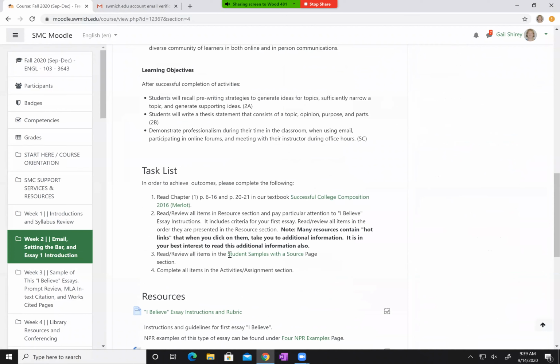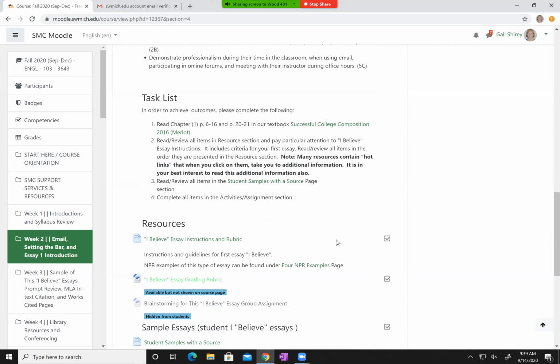The task list for this time is make sure you read these pages in our textbook. And again, anything in green is a hot link. And then read and review all the items in the resource section. And then I'm telling you here, pay particular attention to the I Believe essay instructions. So this is our first essay I'm assigning. We've done a little bit of brainstorming and pre-writing in week 1. And we are going to get started.